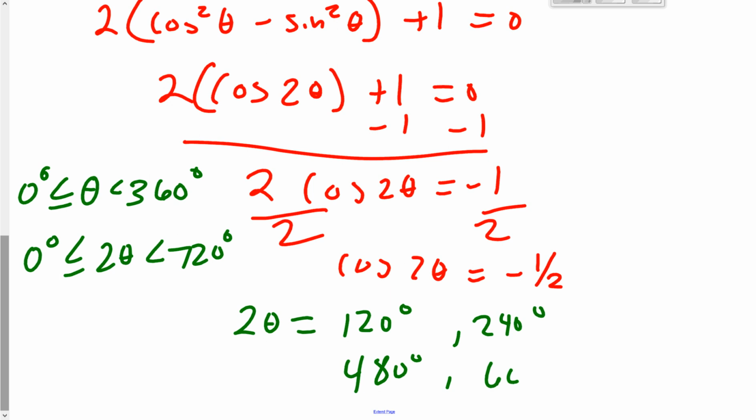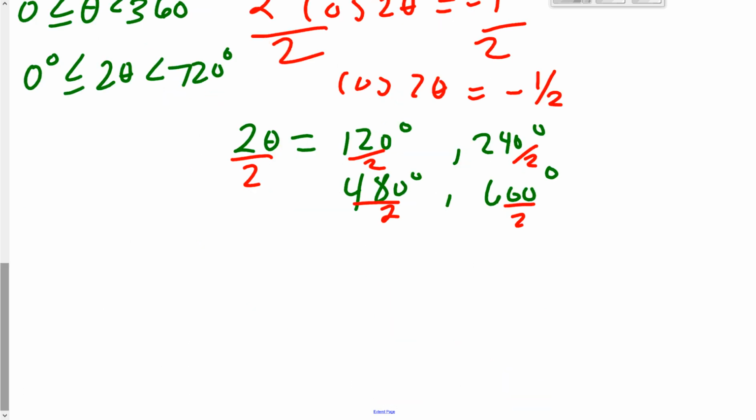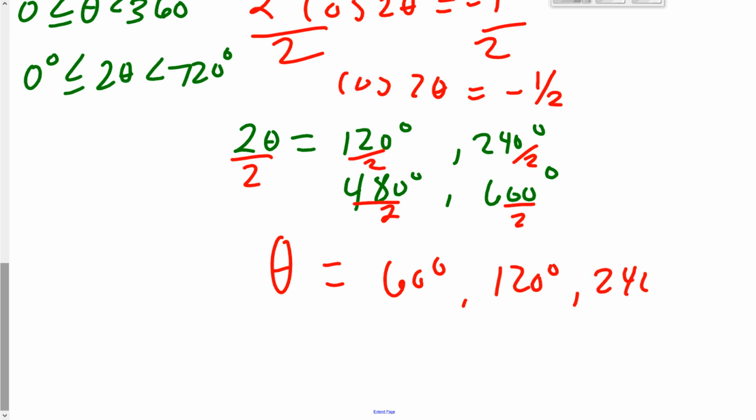Okay, but then we need to get theta by itself, so we need to divide all these by 2. Divide by 2, divide by 2, divide by 2. And now we get our answers for theta alone. So that's 60 degrees, that's 120 degrees, that's 240 degrees, and 300 degrees. So those are all answers for that one.